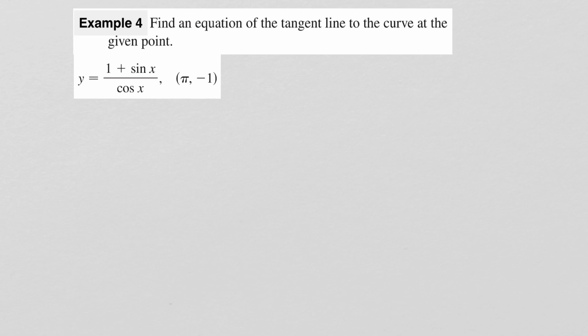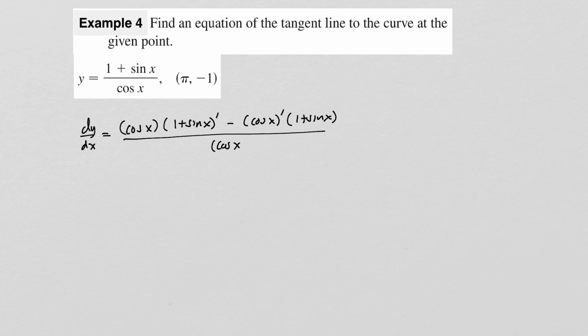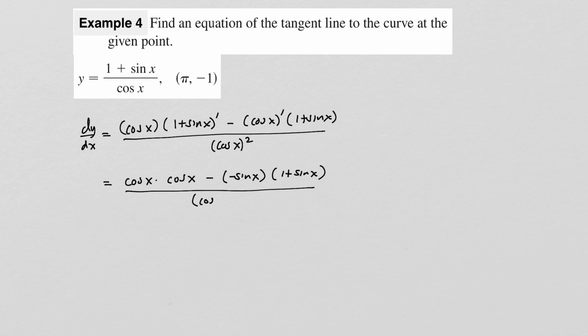So we start by using the quotient rule to find the derivative. dy dx equals the bottom function cosine of x multiplied by the derivative of the top function, minus the derivative of the bottom function multiplied by the top function, all divided by the bottom function squared. If we do the math on this, we get cosine of x times cosine of x, minus the derivative of cosine of x, which is negative sine of x, times 1 plus sine of x, all divided by cosine squared of x.